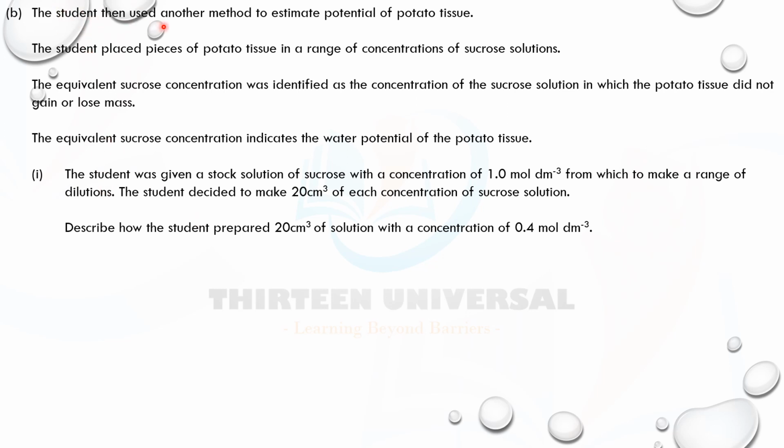Now look at another piece of background information. The student then used another method to estimate the water potential of potato tissue. The student placed pieces of potato tissue in a range of concentrations of sucrose solutions. The equivalent sucrose concentration was identified as the concentration of sucrose solution in which the potato tissue did not gain or lose mass. The equivalent sucrose concentration indicates the water potential of the potato tissue.